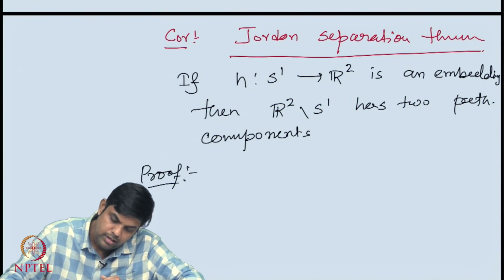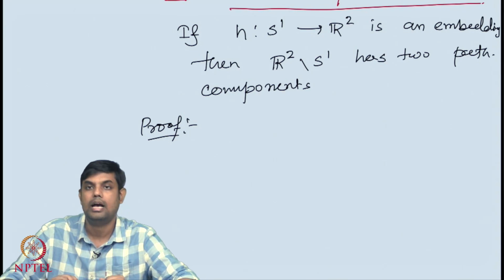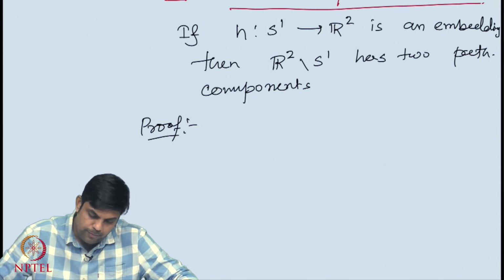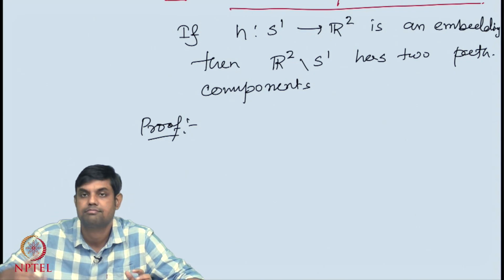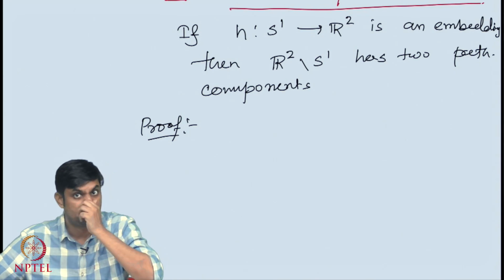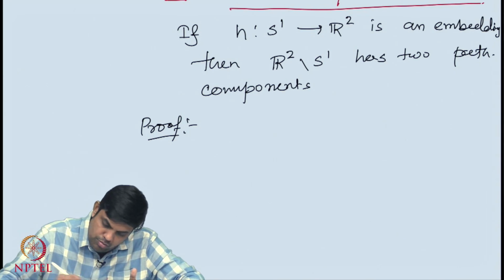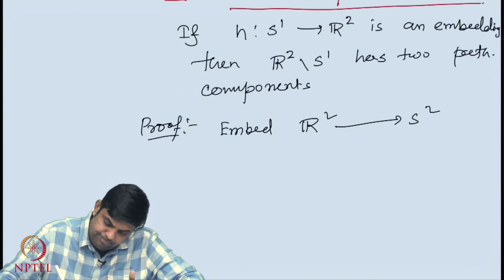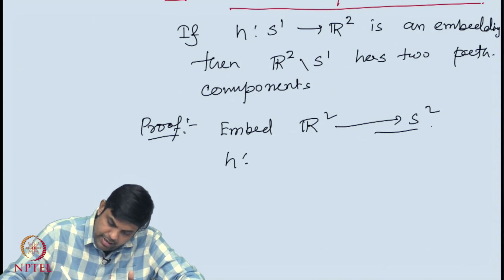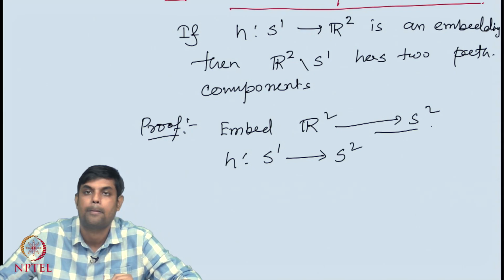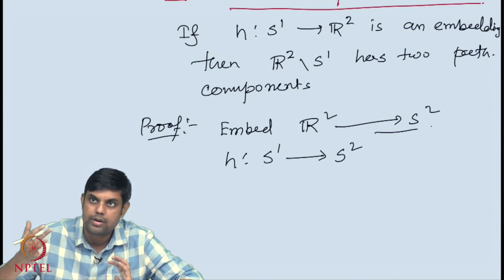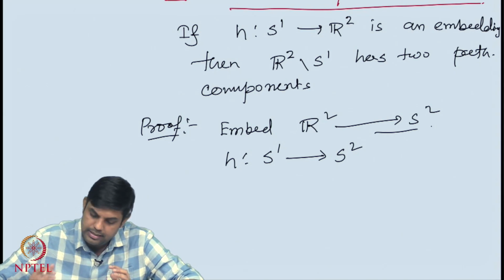First of all, you think of R2 as homotopy equivalent to S2 minus a point. R2 union infinity is homotopy equivalent to S2. So, I can embed R2 inside S2. I have an embedding h from S1 to R2, and R2 embeds inside S2, so I get S2 here. Proving it has two components in R2 is the same as proving two components in S2.